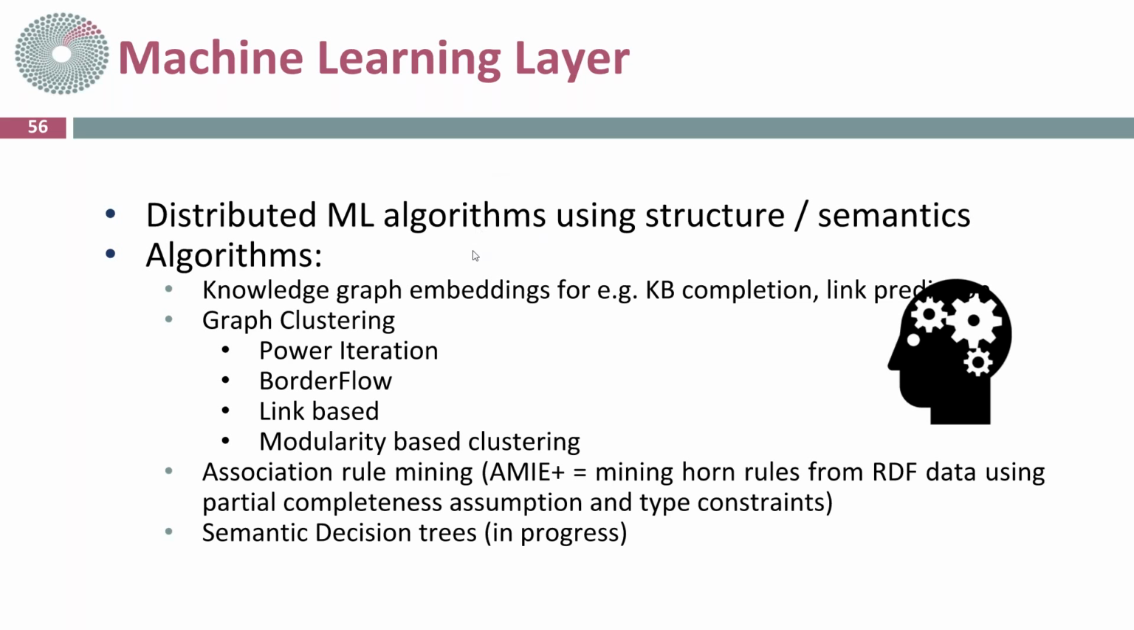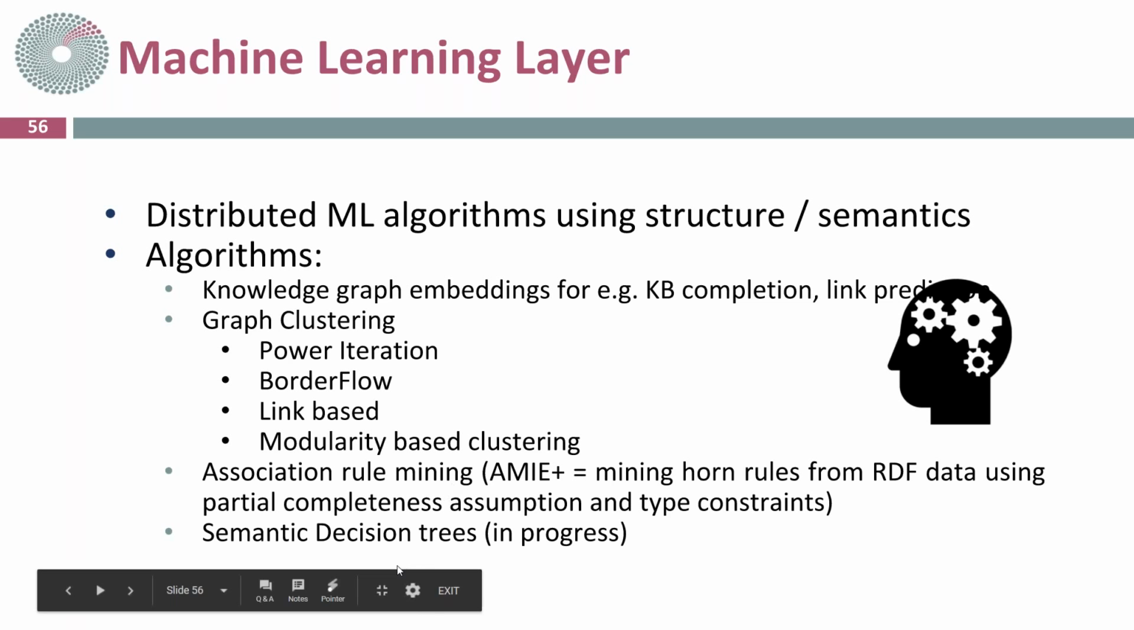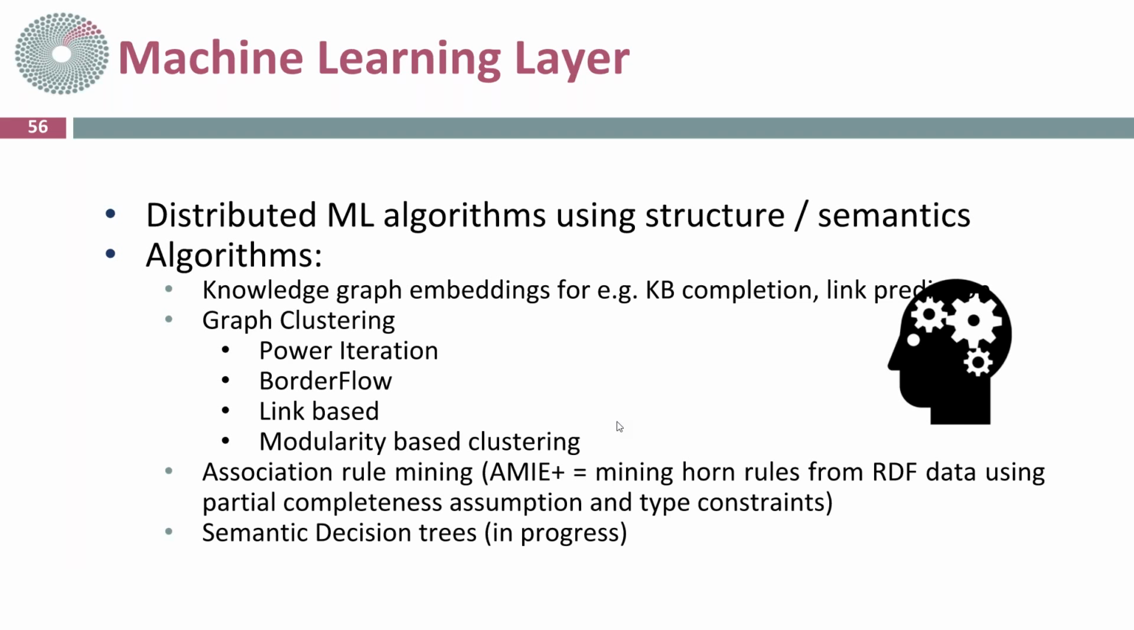Beyond those approaches, we support graph clustering. You can input an RDF graph and compute which nodes belong together and share a lot of similarities, for instance, for visualization purposes. We also support association rule mining. Given a knowledge graph, you can compute if-then rules, for instance, if a customer bought product A, then product B might also be relevant, or similar cases. And we also support an advanced version of decision trees, so-called semantic decision trees.